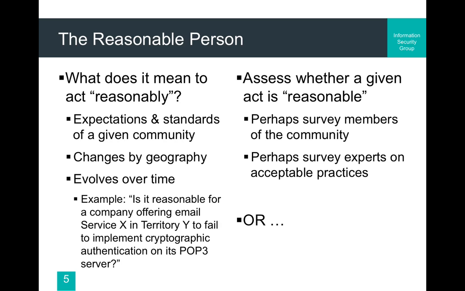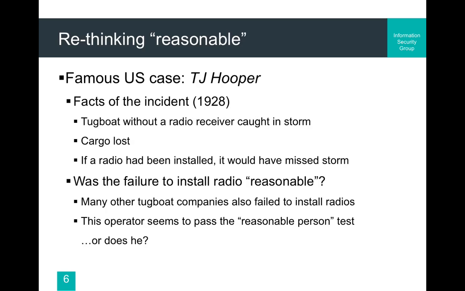So, in assessing whether or not an act is reasonable, trying to figure out what would a reasonable person do, maybe the way to do that is to survey members of a given community. Or we could survey experts on what constitutes an acceptable practice or a best practice. Or, here's another way we can look at reasonable, and this is drawn from a very famous case in U.S. history called the T.J. Hooper.